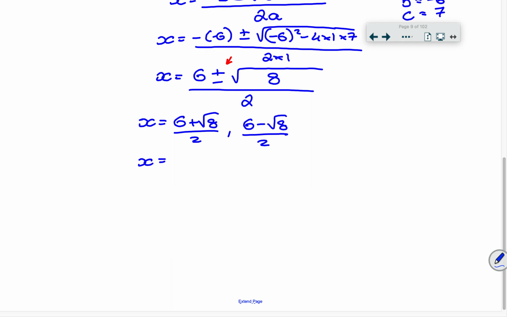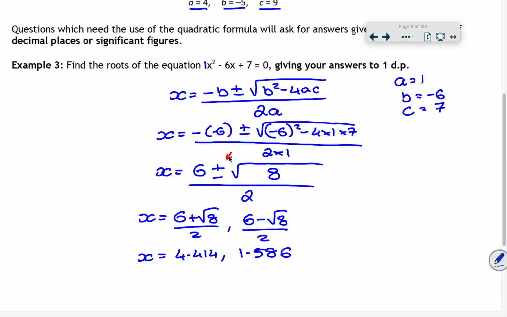So then all we do is just put this into our calculator. So 6 plus the square root of 8 divided by 2, which will give me 4.414. The next one is going to be 6 minus the square root of 8 divided by 2, which will give me 1.586.